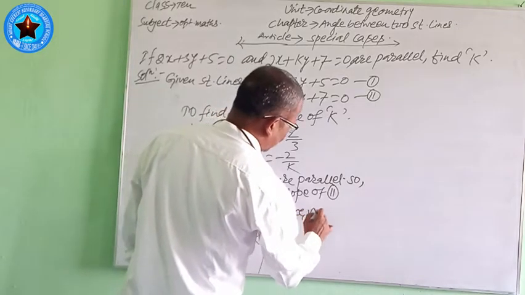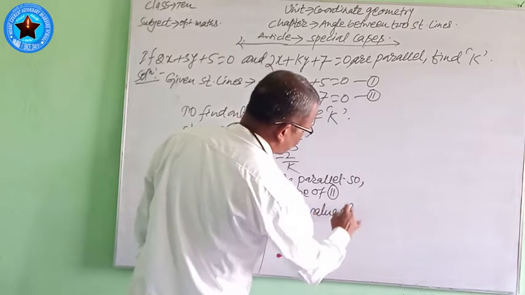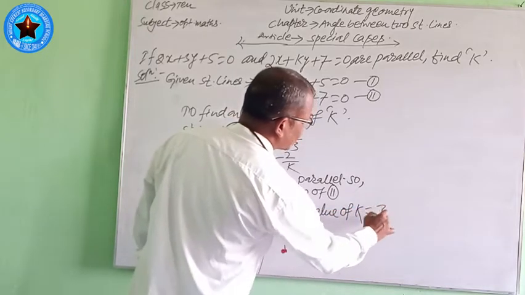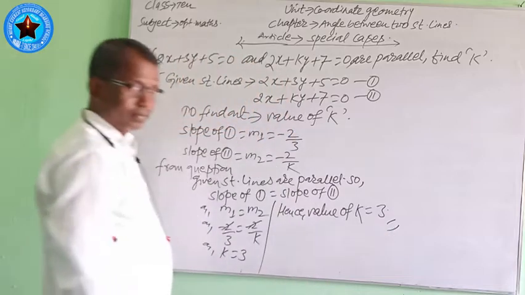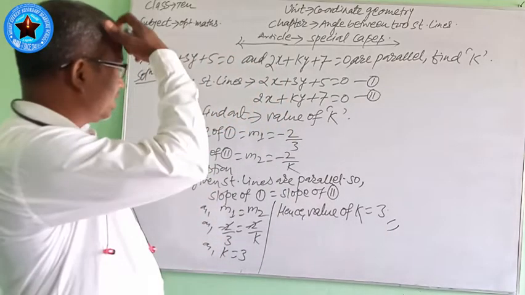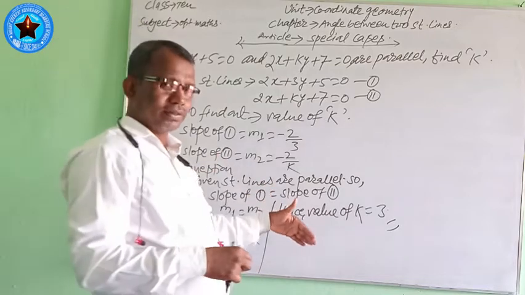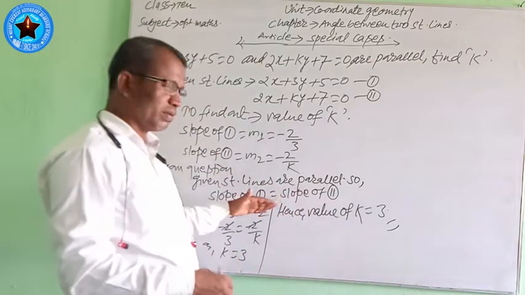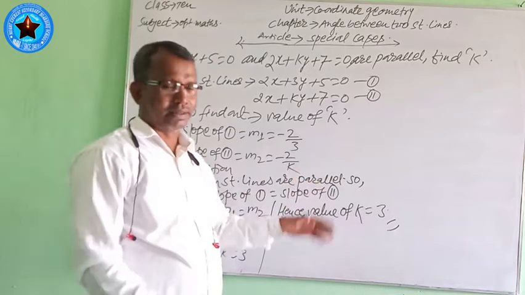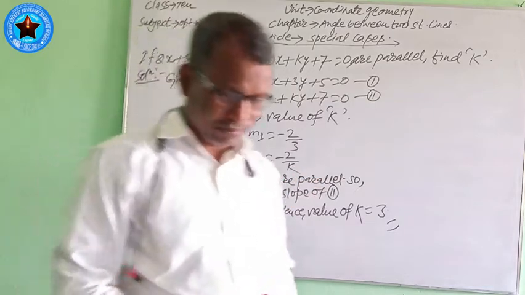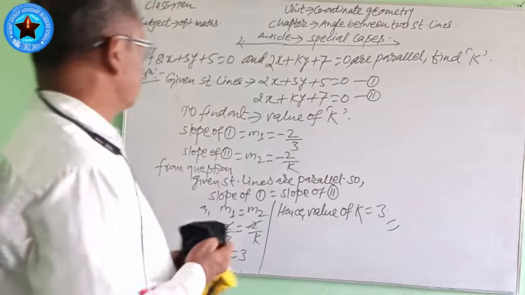Hence the value of k equals 3. Using the condition we can find the solution of the question very simply, very easy. Solution becomes easy.